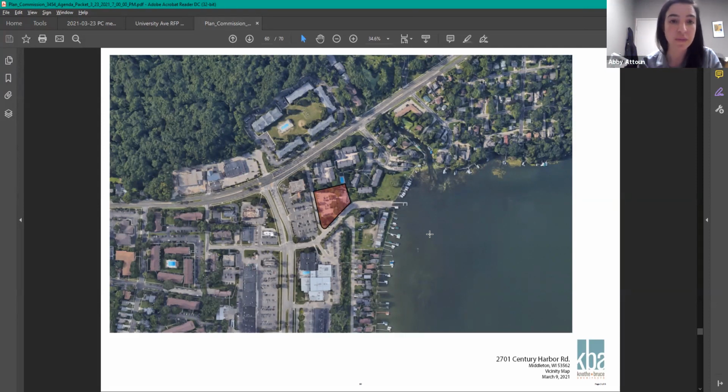So that's all I have for you. The developer, Tim Carey of T5 Real Estate, is here along with his architect, Dwayne Johnson of Knothe and Bruce.